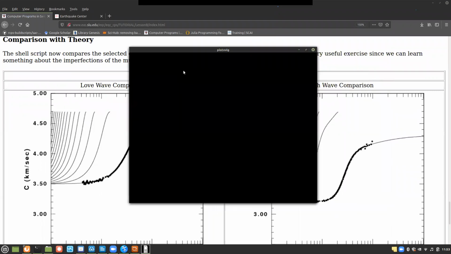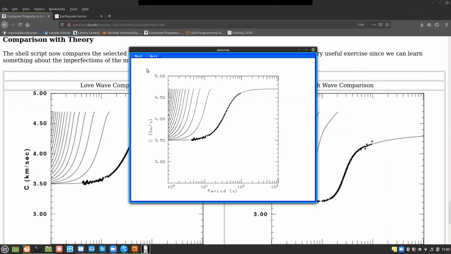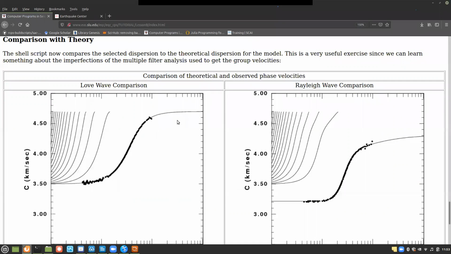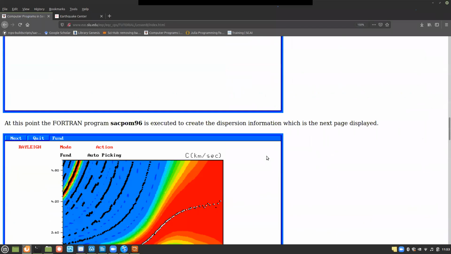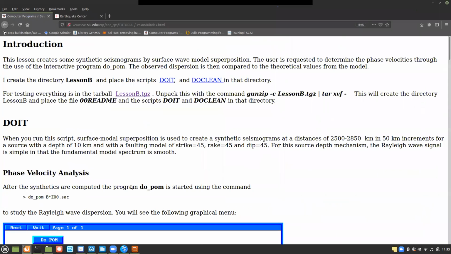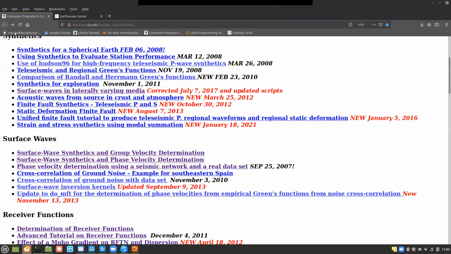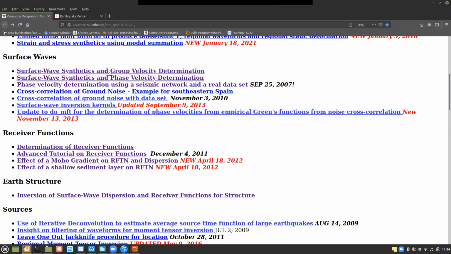So you read through this. Usually you don't really know what the theoretical one is. It's just some simple curve, because this theoretical one comes from forward parameters that you give to the program. So it's not really the correct one, but it's good for comparison. And then this is it for this part. So this is how you pick your surface waves with this program. This is surface wave analysis.